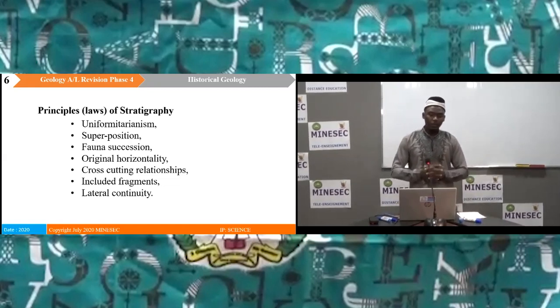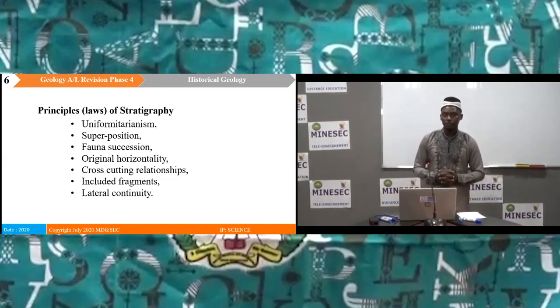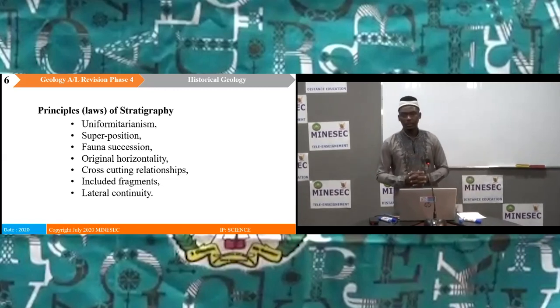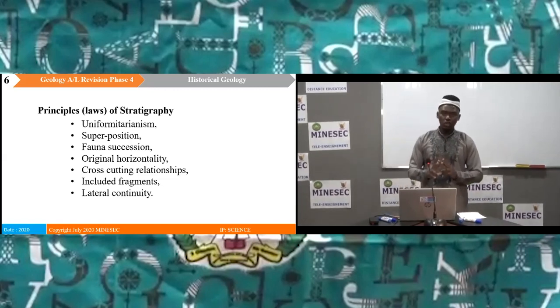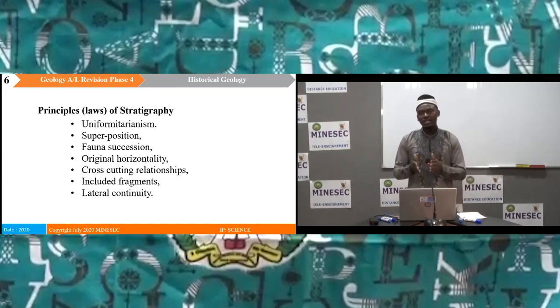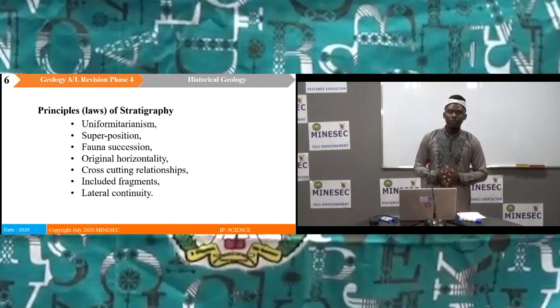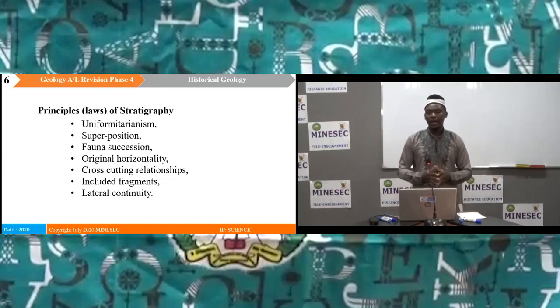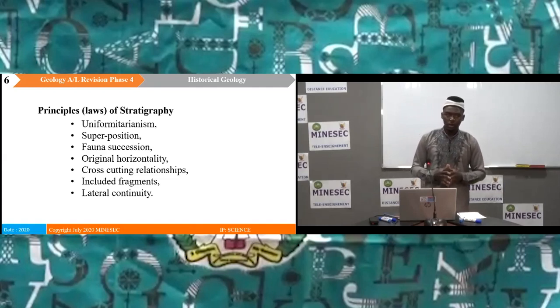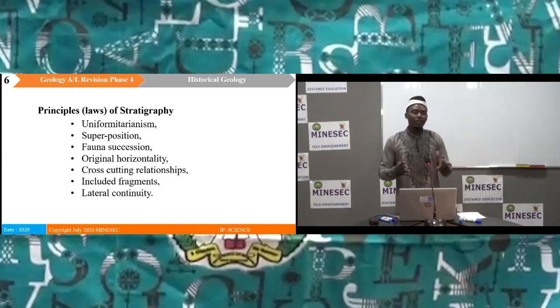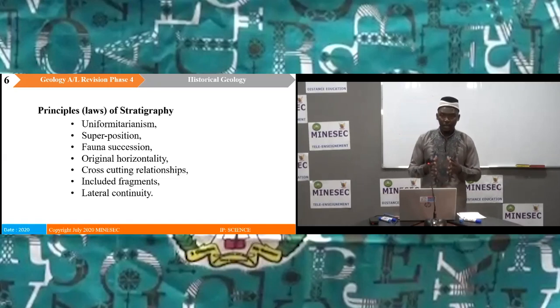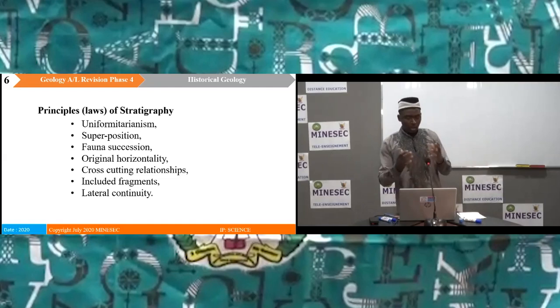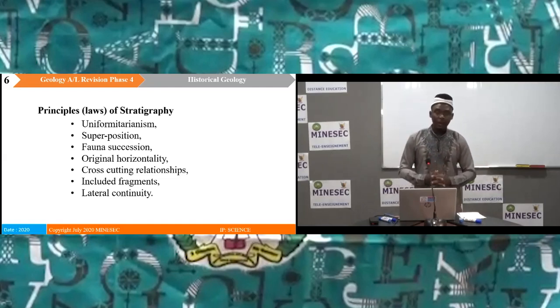The principle of cross-cutting relationship. This principle states that between two geologic units, the one that cuts across another one is younger. For example, if a dike cuts across a country rock, the dike is younger than the country rock. But if we have two events that are parallel to one another, it becomes a little bit complicated to apply this principle.